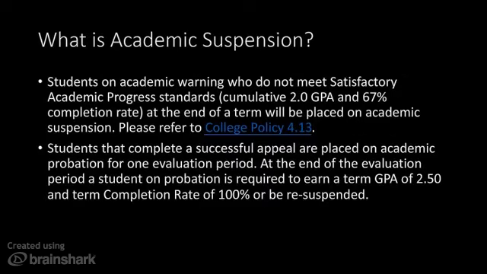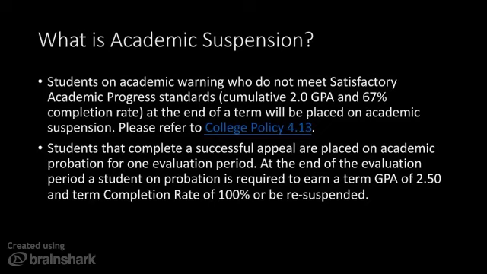What is academic suspension? Academic suspension is when a student who was on academic warning did not meet the satisfactory academic progress standards at the end of a term. They are then placed on academic suspension. Satisfactory academic progress standards is a 2-point GPA and 67% completion rate. You can refer to College Policy 4.13, which is attached to this slide and linked.